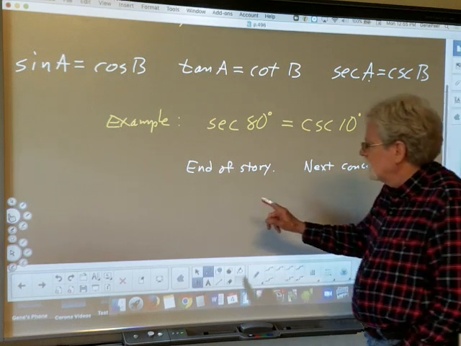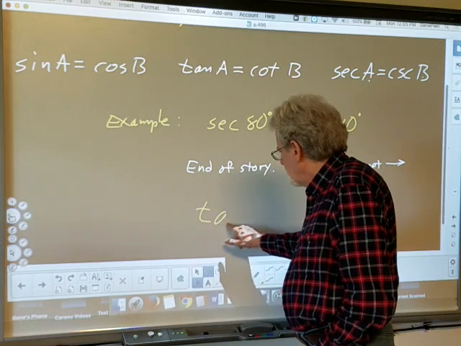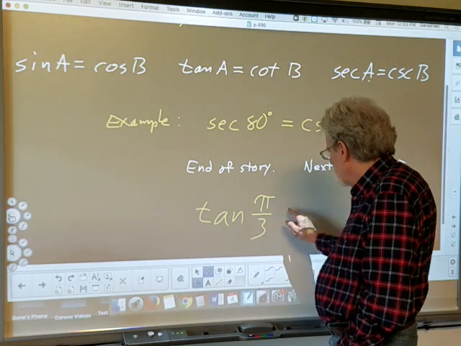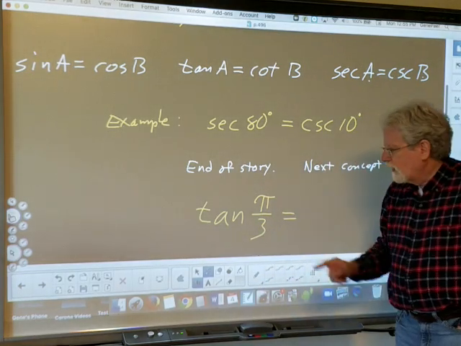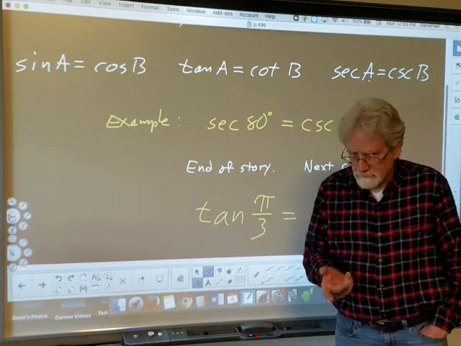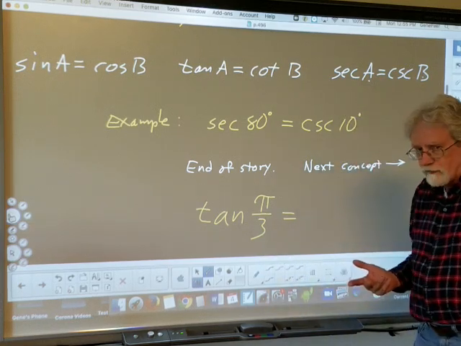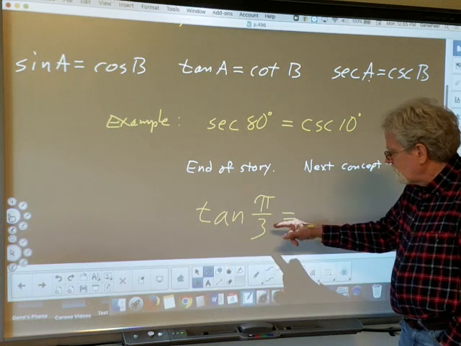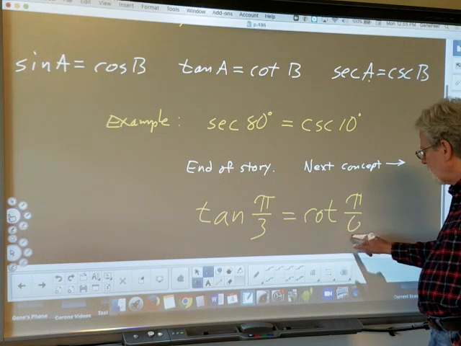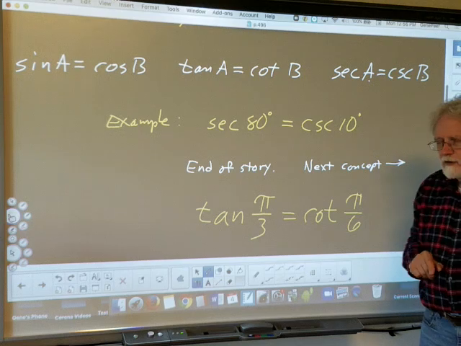Oh, watch out, because you'll come across this in radians occasionally. For instance, what would be the tangent of, how about pi over 3 will be equal to what? Well, what's the complement of pi over 3? Pi over 3 is 60. The complement of 60 is 30. What's the radian measure for a 30-degree angle? It's pi over 6. So the tangent of pi over 3 will be equal to the cofunction, the cotangent of pi over 6. They are cofunctions. Pi over 3 and pi over 6 add up to 90 degrees.